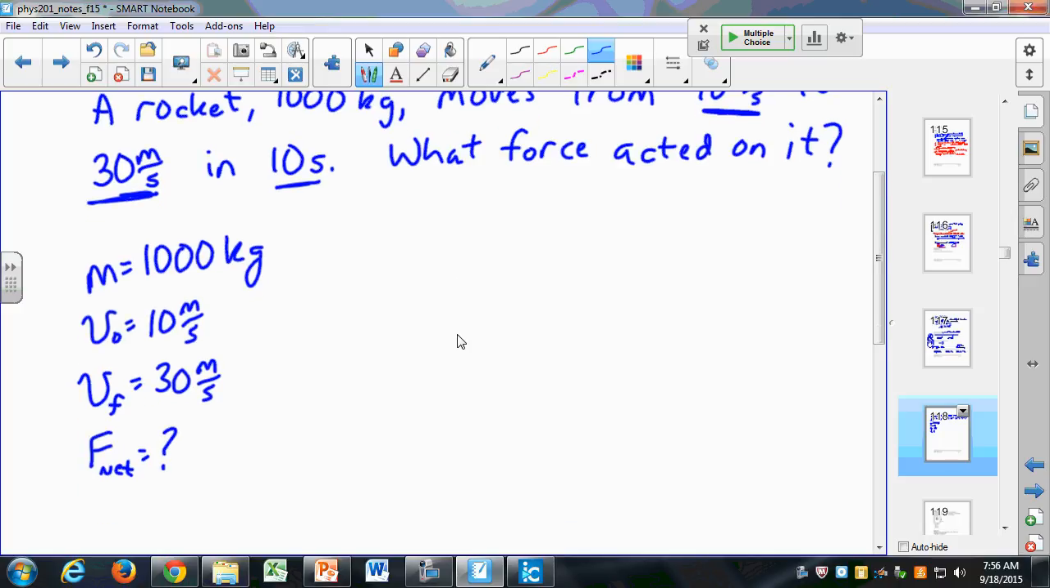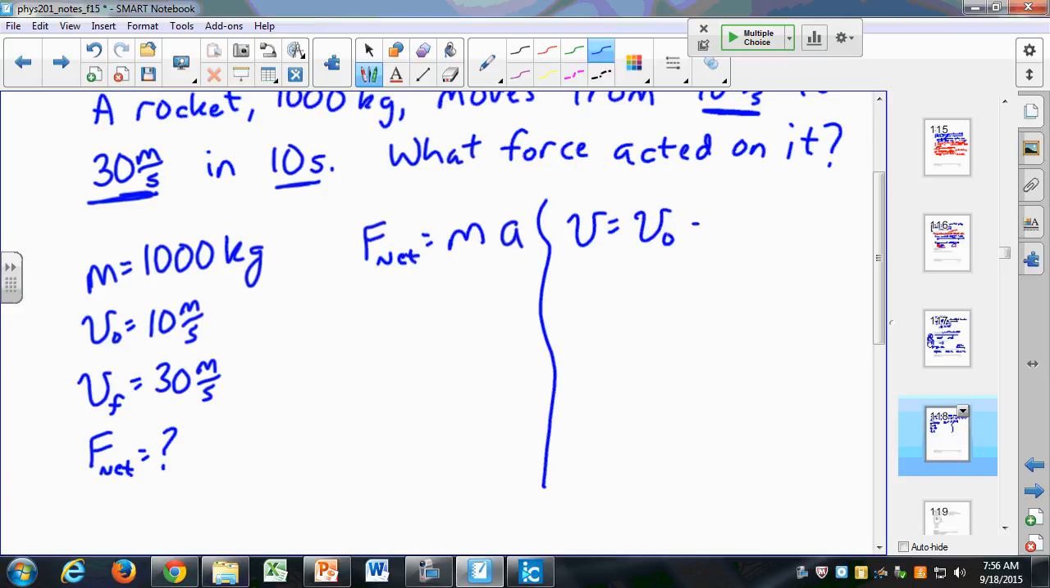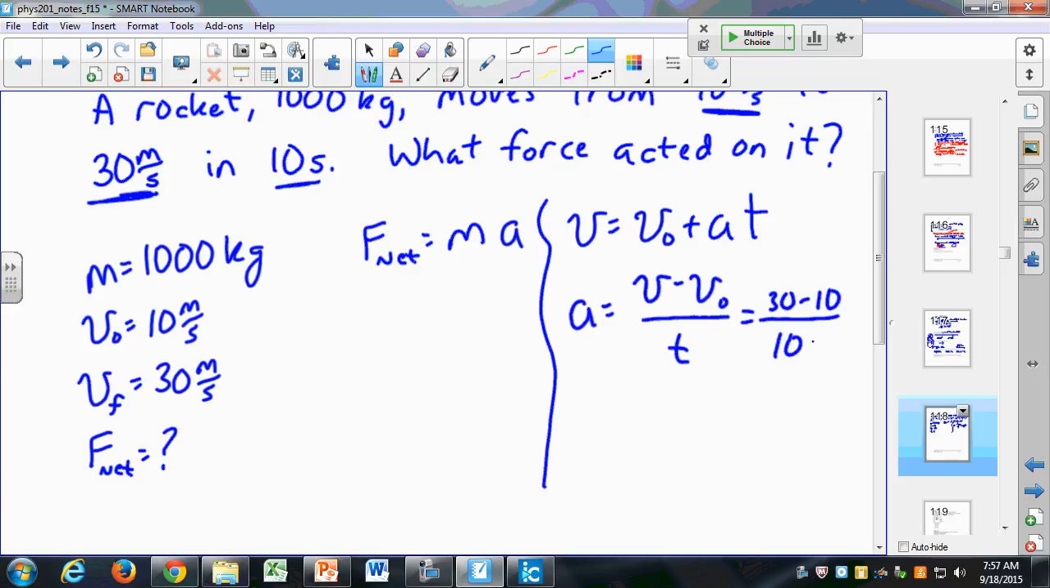So I know to find this net force, I have to know the mass, which I know. I have to know the acceleration, which I don't know. But from our basic kinematic stuff, we can figure out that acceleration. I can say v is equal to v naught plus at. V is 30. Let me just solve this for a. A is v minus v naught over t. That's going to be 30 minus 10 over 10 seconds. So that is 20 over 10, 2 meters per second squared.